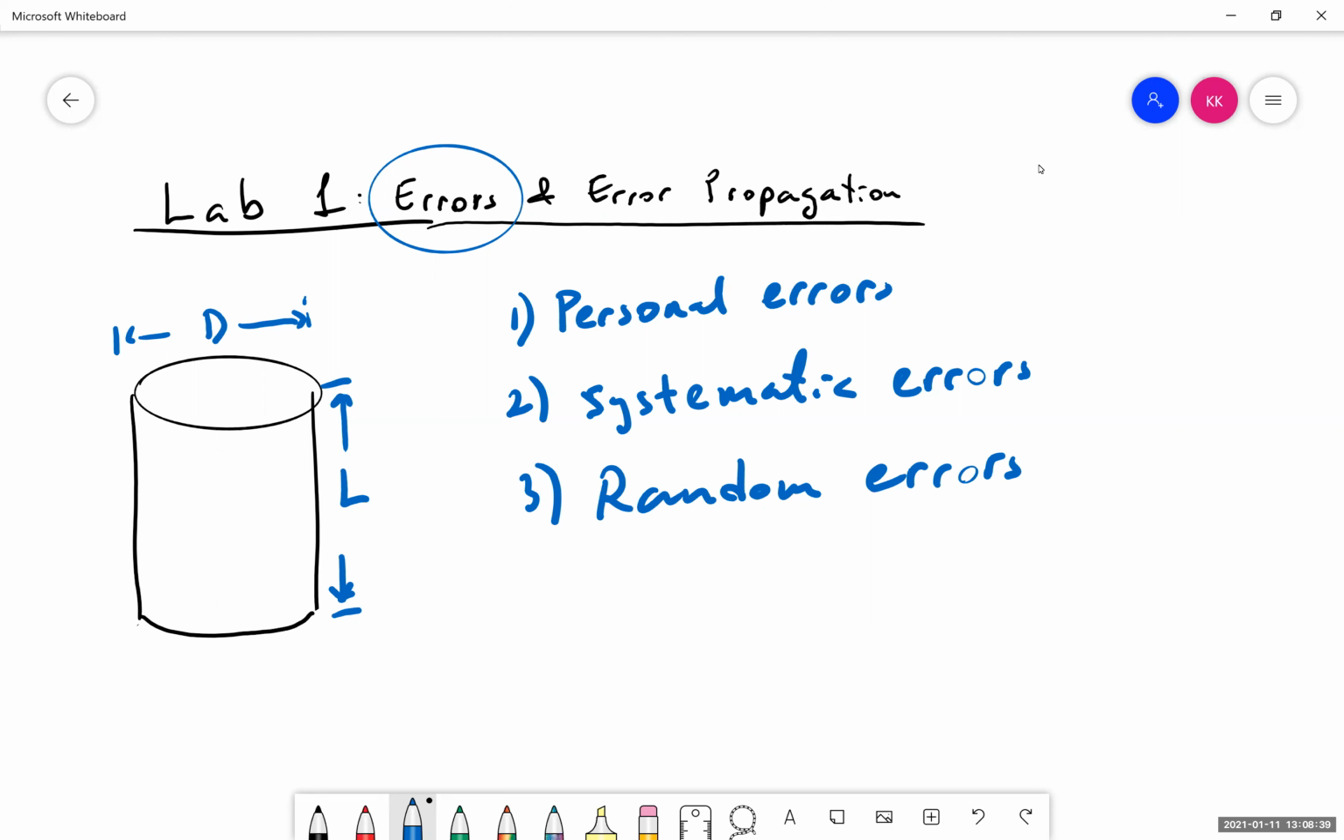Then we have random errors. So the random errors technically are the ones that we're going to be dealing with mostly in this lab one, and even all the other labs. Whenever there are going to be big percent errors and things like that, that's due to the random errors most of the time. So those are kind of a combination of maybe personal errors, or some kind of errors that are known and unpredictable.